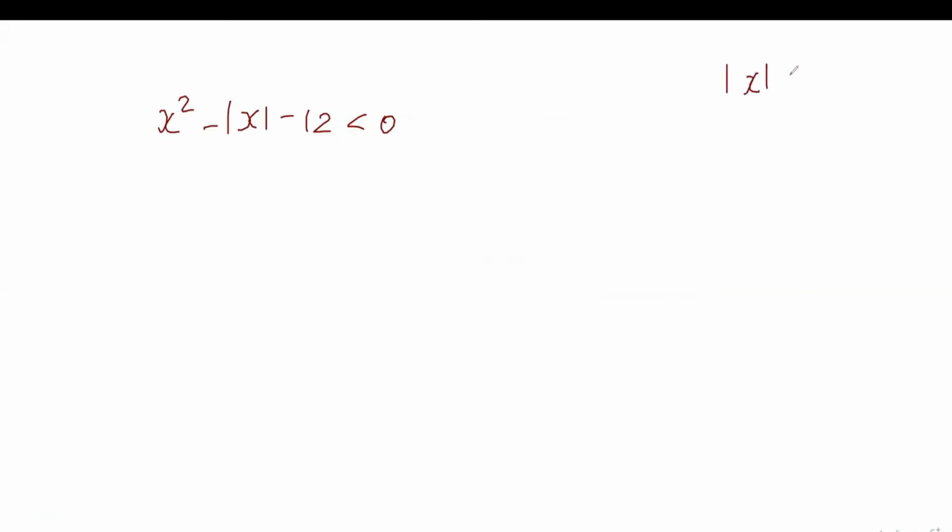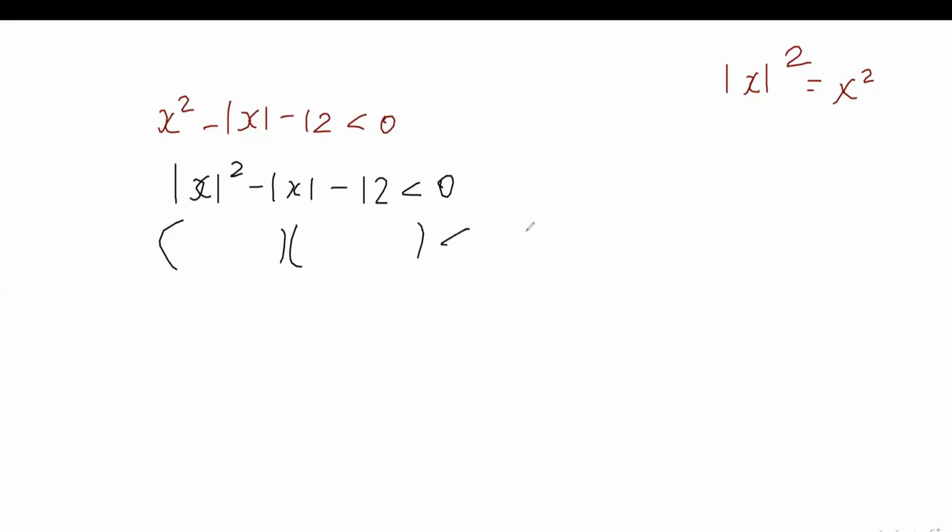So now, Marika, this is where we're going to need to remember that the modulus of x being squared is equal to x squared. We have to remember this identity. The modulus of x squared is equal to x squared. So right here, where x is, we're going to replace x with the modulus of x: the modulus of x squared minus the modulus of x minus 12 less than 0. Then we can factorize it.